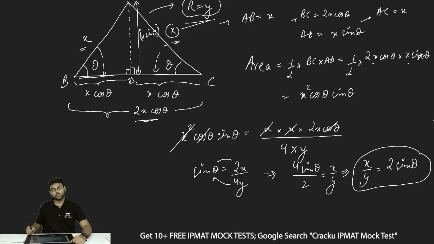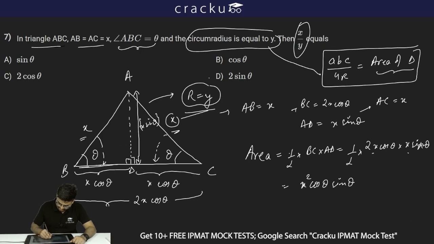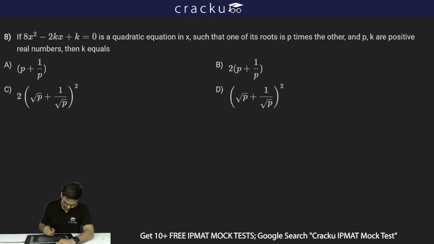X upon y will be equal to 2 sin theta, and therefore option D, 2 sin theta, is the correct answer. In the next question it is given that 8x square minus 2kx plus k is equal to 0 is a quadratic equation in x such that one of its roots is p times the other root.